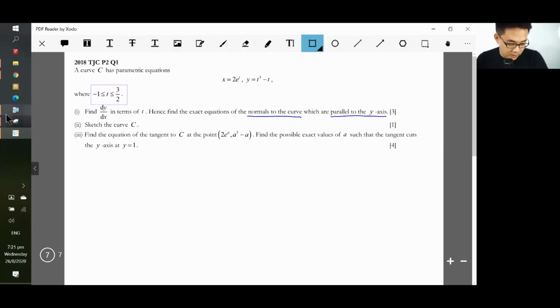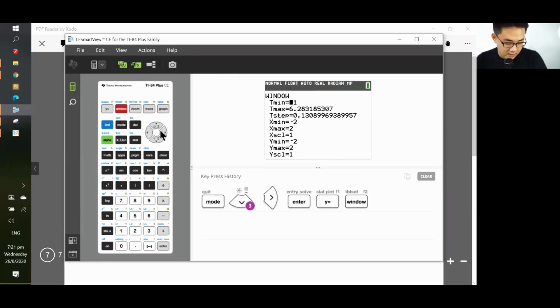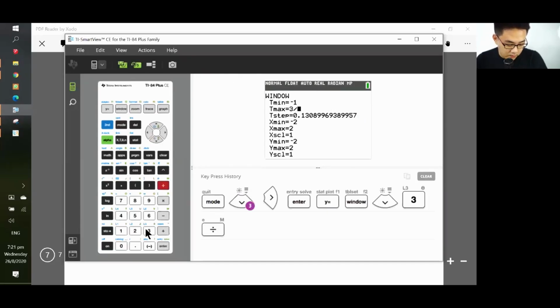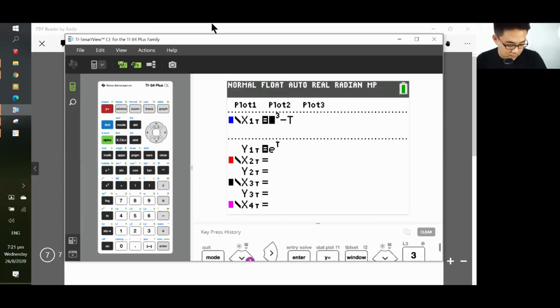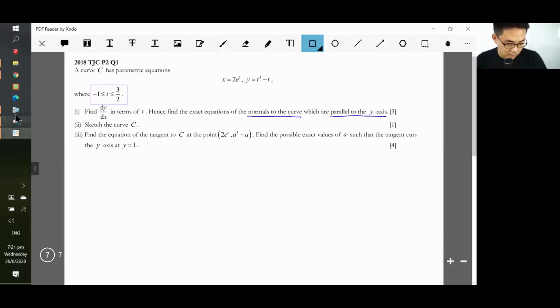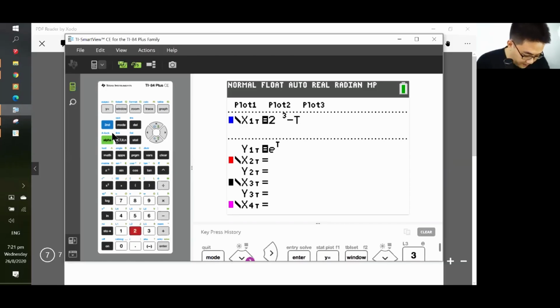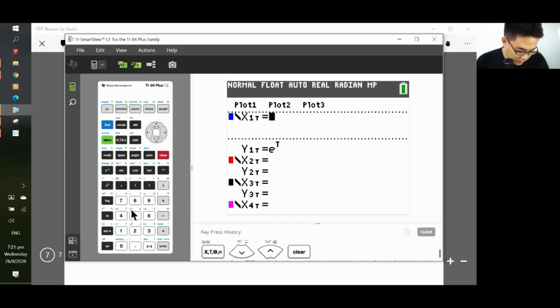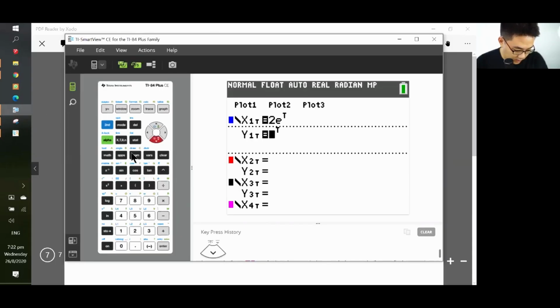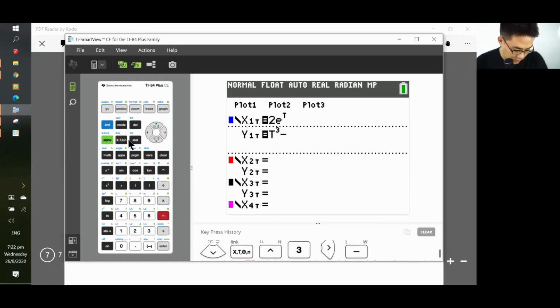Hey, this is the same one. Okay, good. So in the window, T min is -1, T max is 3/2. Then just graph it. Oh, how come it is so weird? Let me check. Okay, this is 2e^t, and this will be t cubed minus t. Then you just graph it.